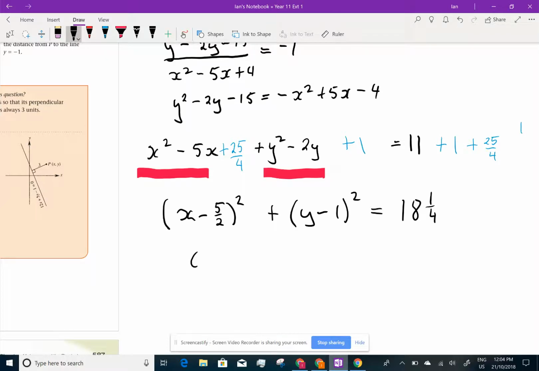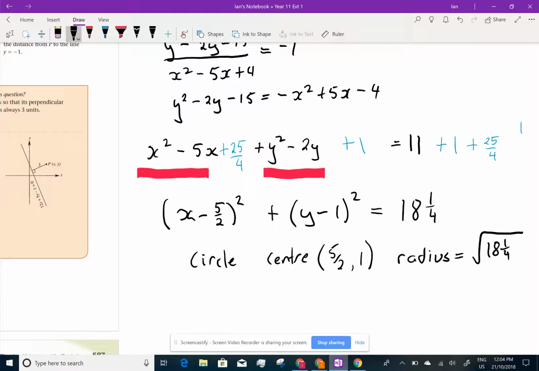So this is a circle with a center at (5/2, 1) and a radius equal to the square root of 18 and a quarter, which is 4 and a bit. Now, you didn't need to do that. You could have stopped here at x squared minus 5x plus y squared minus 2y minus 11 equals 0. And that's fine for this exercise. But doing that next step is what we're going to be doing in the lesson after this.